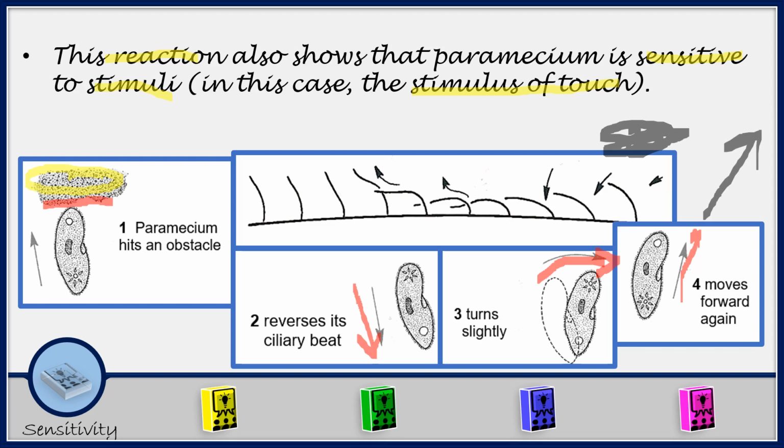This means that the paramecium is sensitive to the stimulus. The stimulus now is this obstacle. It is the one causing the stimulus, because when the paramecium reaches the obstacle, it cannot go any further. So it senses, meaning that it is sensitive to the stimulus. When it goes back, changes direction, and comes back again, and finds that there is no obstruction, it will continue with its journey. That is a reaction which shows that the paramecium is sensitive to stimuli.